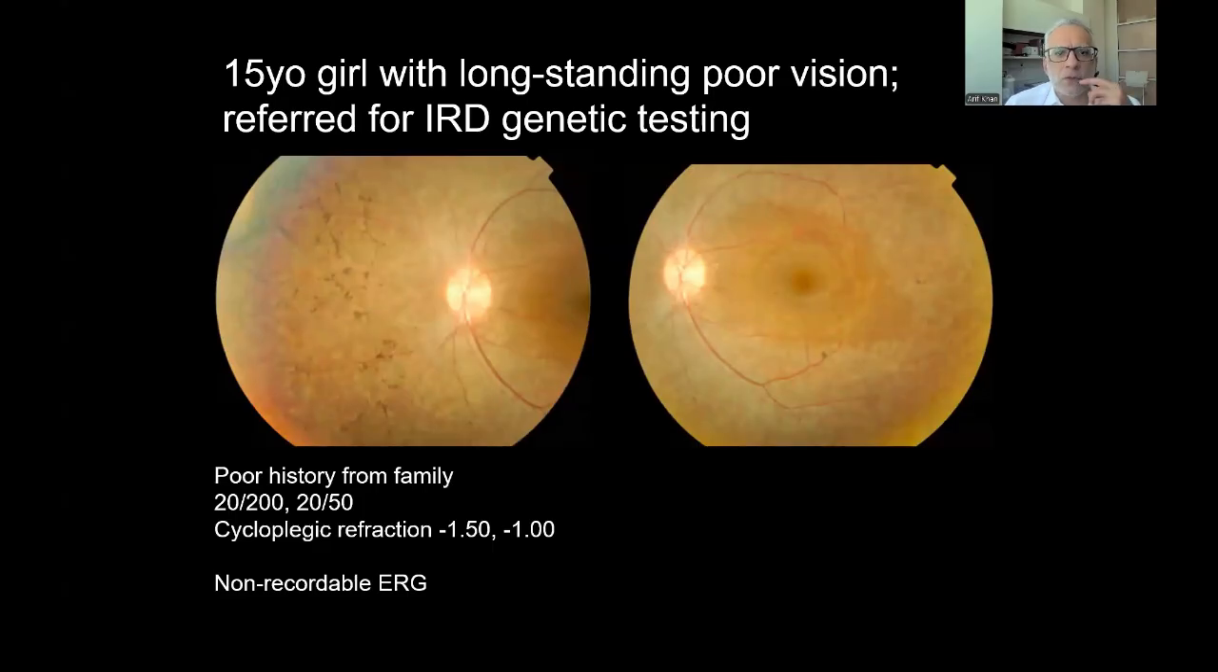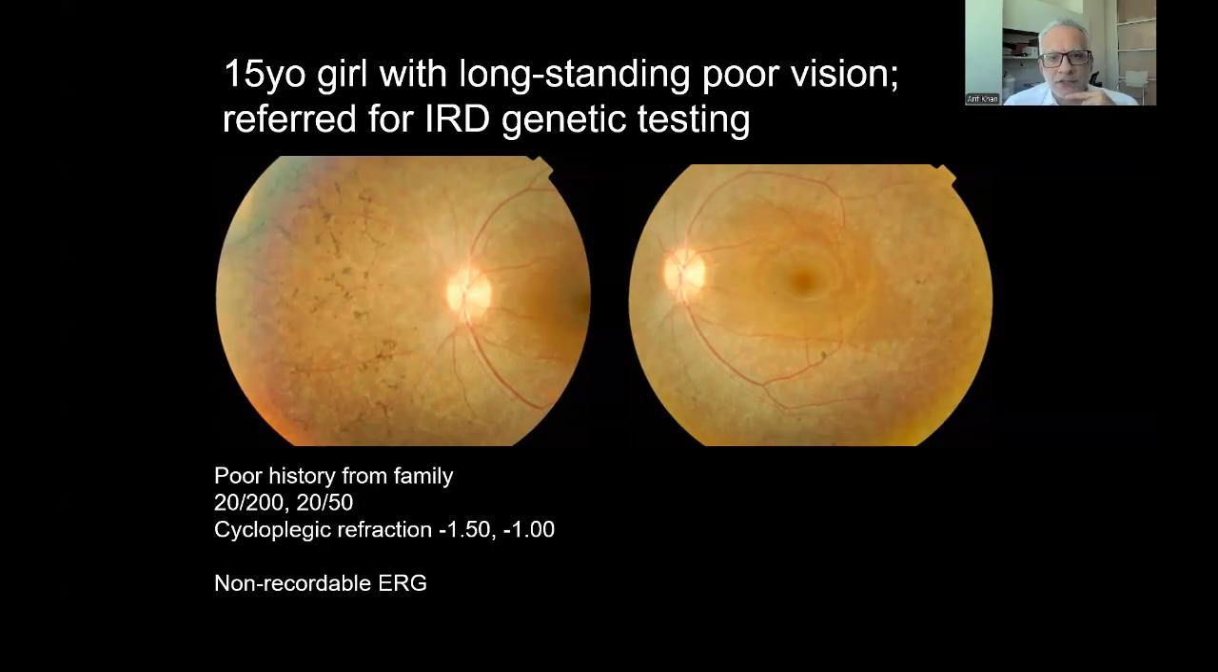Here's a 15-year-old girl with long-standing poor vision referred for IRD genetic testing, with poor history from family. You can see she has pigmentary retinopathy for sure, and the discs look a bit pale, the vessels may be a little bit thin. The ERG is non-recordable. Okay, this looks like an example of inherited retinal disease. I mean, it's compatible with it, but what's missing here?